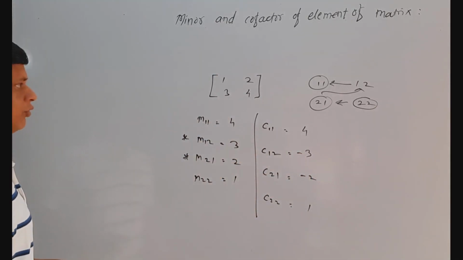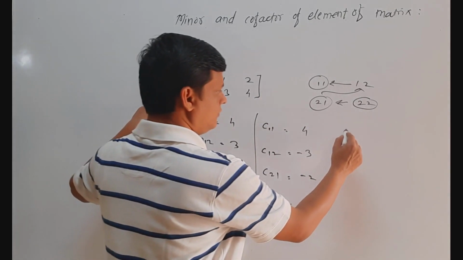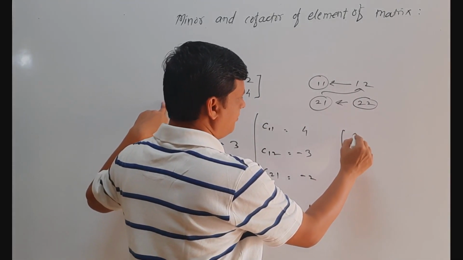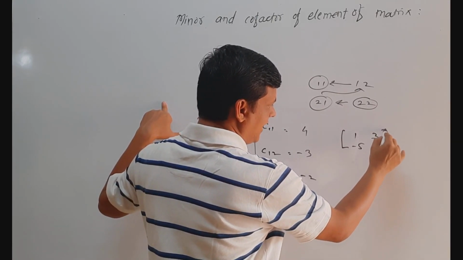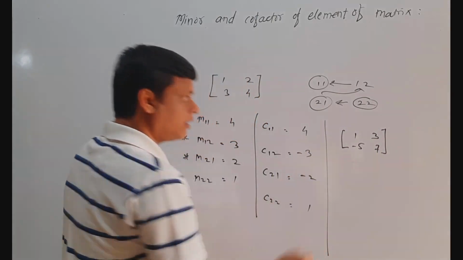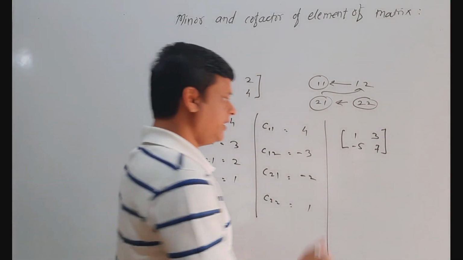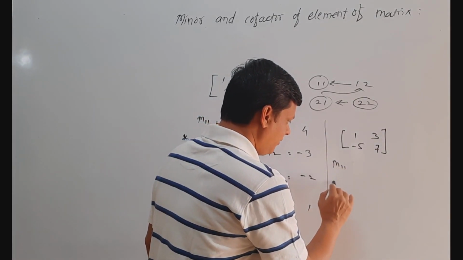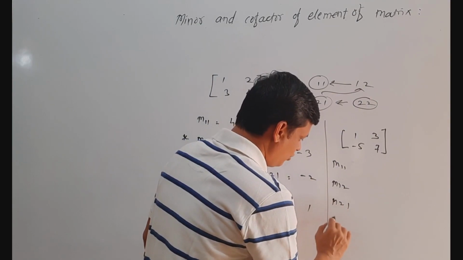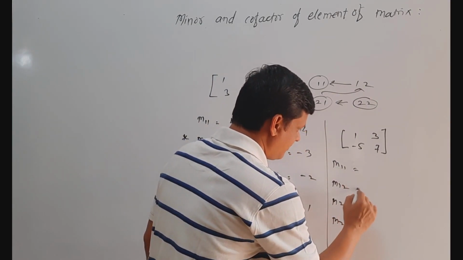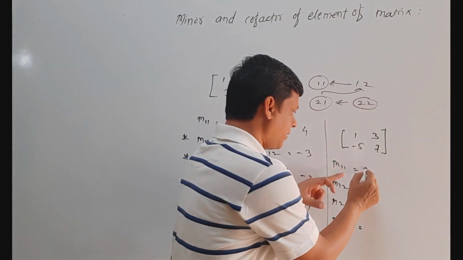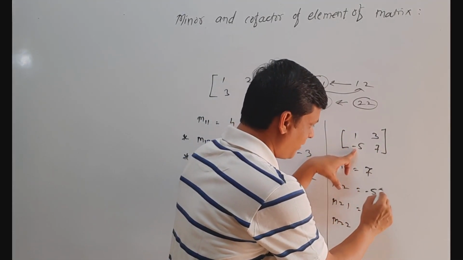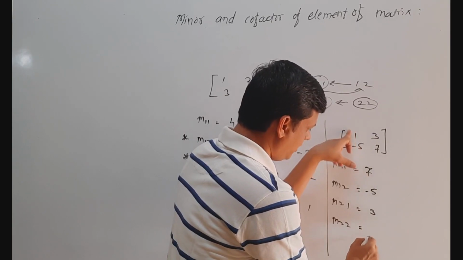Now see one more example. So we take here one more example, 1, 3, -5, 7 as the element of this given matrix. Then we write here minor m11, m12, m21, m22 as. Now we have to write this in the reverse order. So we write here 7 first, then -5, then 3, then 1.